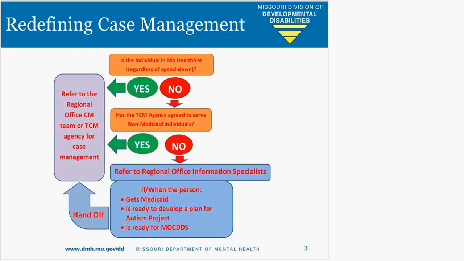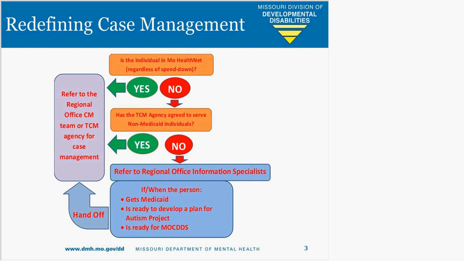For individuals new into the DD system, this flow illustrates how their support coordinator assignment will be determined. The first question is whether or not the individual is, quote, in MoHealthNet. And that's a somewhat ambiguous term. Because of spend-down issues, it's not clear for sure whether an individual should be considered someone who can benefit from the traditional targeted case management or not. We're going to approach this in a pretty pragmatic way. They're going to be asked questions about whether or not they actually use Medicaid.